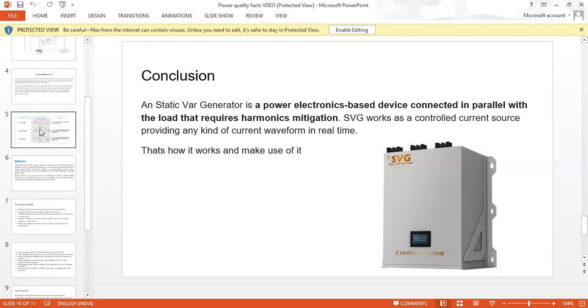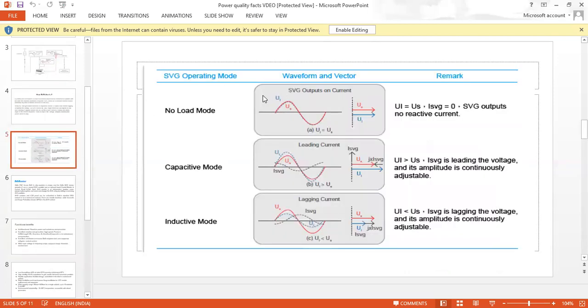When we think about the operating modes of the SVG system, in particular no load mode and inductive mode, UI and US vary. When we think about the ISVG, which acts along the line of UI and UC in the no load mode, and compare it with the inductive mode, it varies somewhat. This is because the voltage lagging is present and its amplitude is continuously adjustable in nature. Same for the capacitive mode, where the leading voltage is present and the amplitude is continuously adjustable.